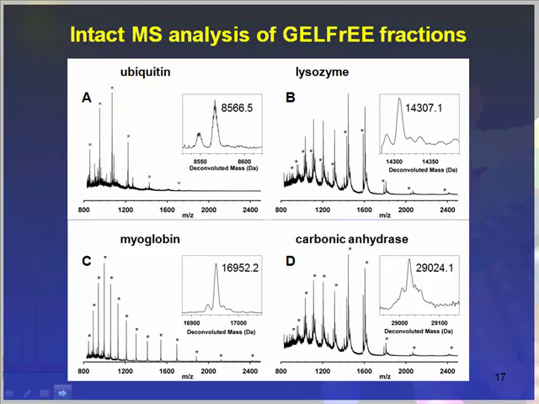And these are GELFrEE fractions of protein standard, so the earlier fractions containing smaller proteins and the later fraction containing a larger protein. And this is ESI-TOF data, and we can see our deconvoluted spectra give us a very nice clean spectra. We don't see the SDS adducts, and we're seeing the mass of these proteins exactly as we'd expect them.